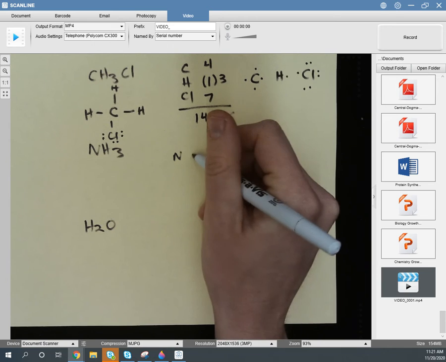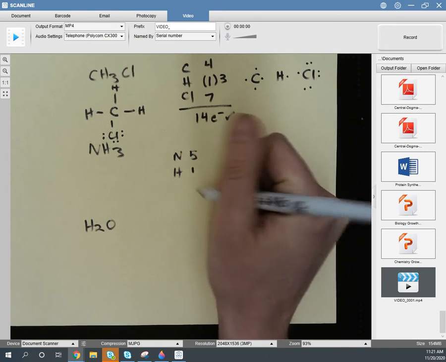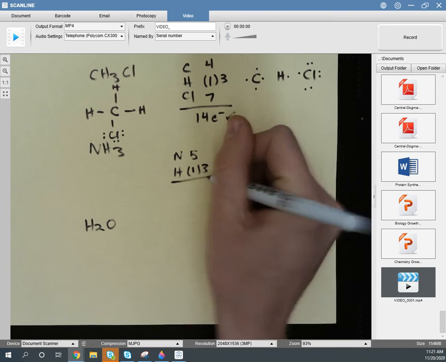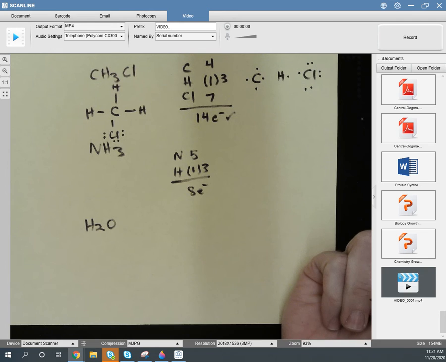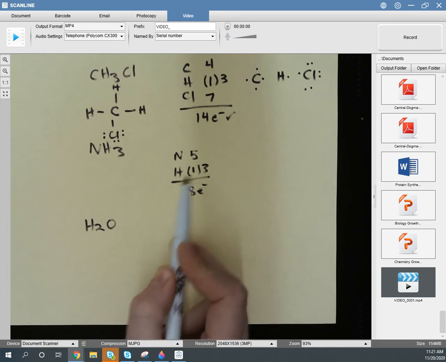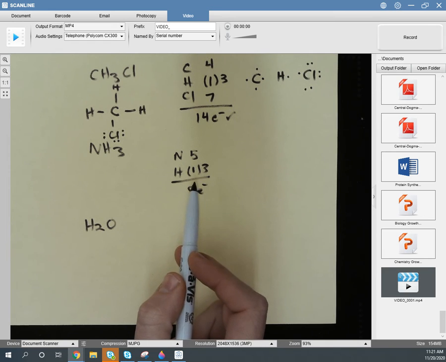Nitrogen is in group 15. It's going to give us 5 valence electrons. Hydrogen is in group 1. It's going to give us 1 valence electron, but there's 3 of them. So we have a total of 8 valence electrons in this Lewis structure. Okay? Again, that's our first step, to count the total number of valence electrons. The second step is to figure out which atom goes in the middle.